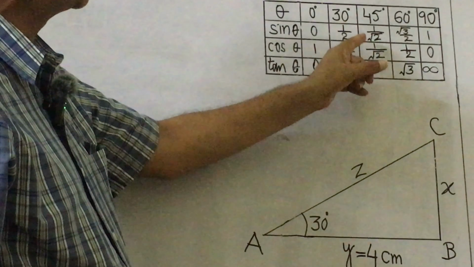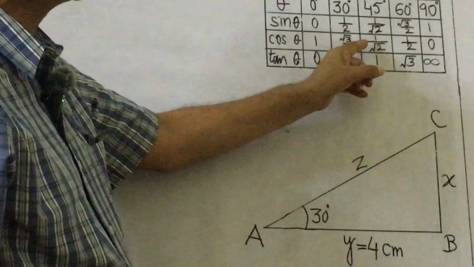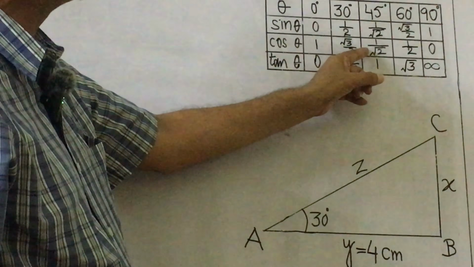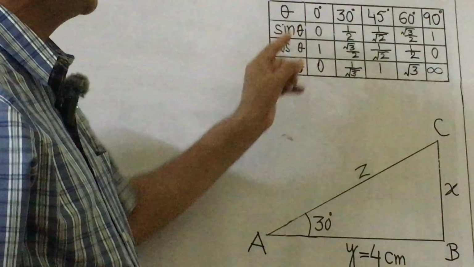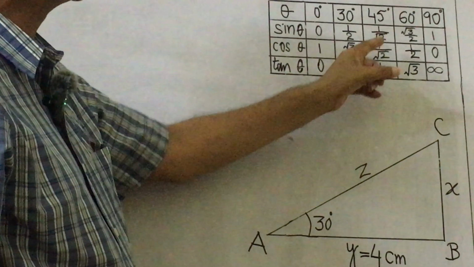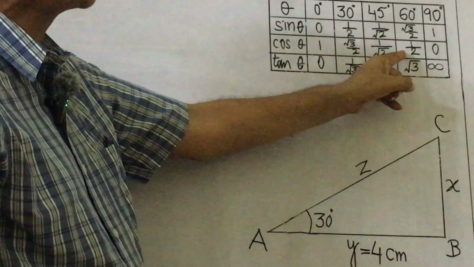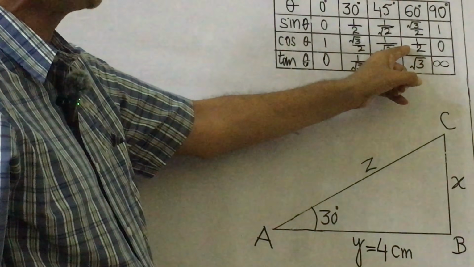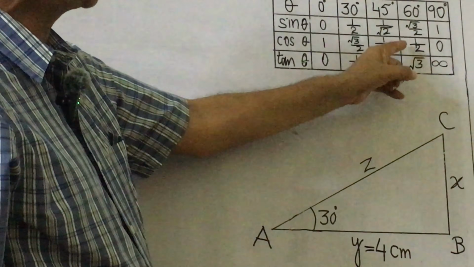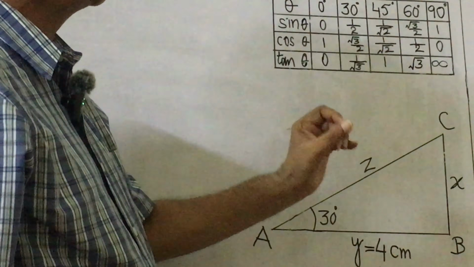Tangent of 45 degrees is equal to sine of 45 degrees over cosine of 45 degrees. Same number divided by same number, answer comes to be 1. Tangent of 60 degrees is equal to sine of 60 degrees over cosine of 60 degrees. That is square root of 3 by 2 divided by 1 by 2. 2 cancelled with 2, square root of 3.